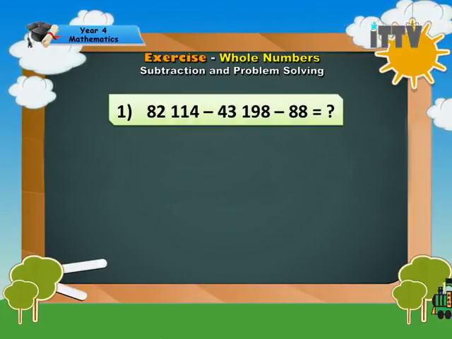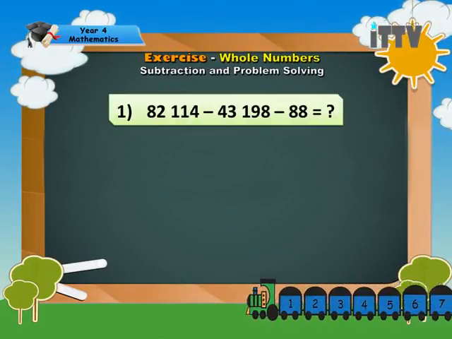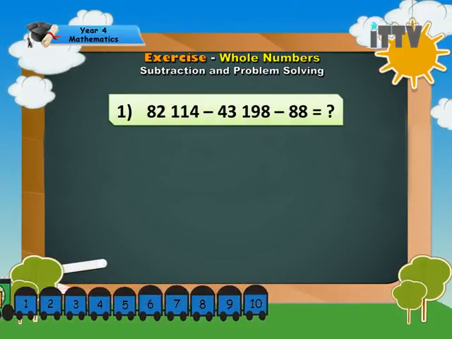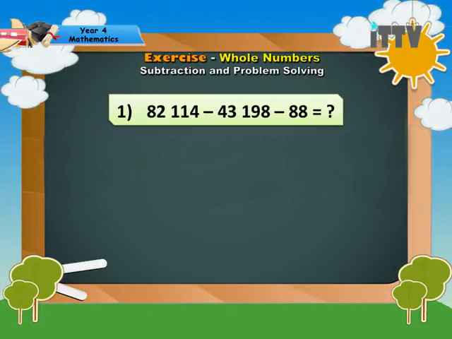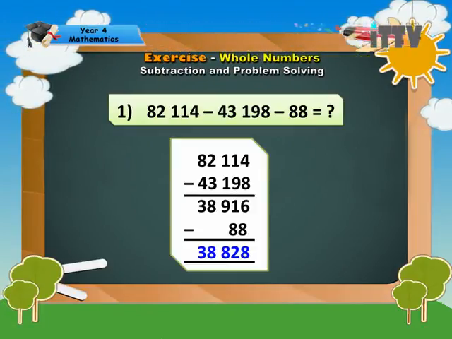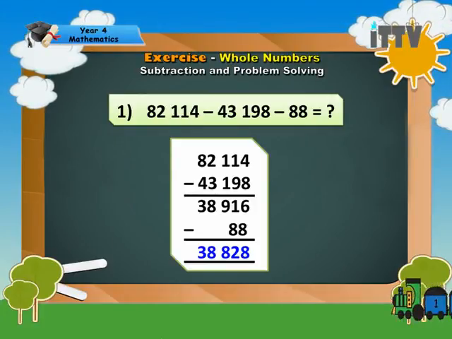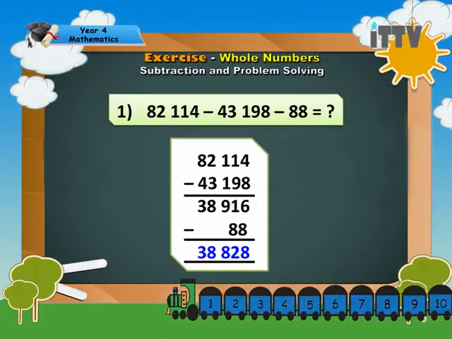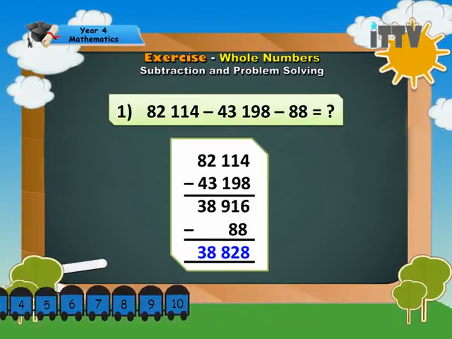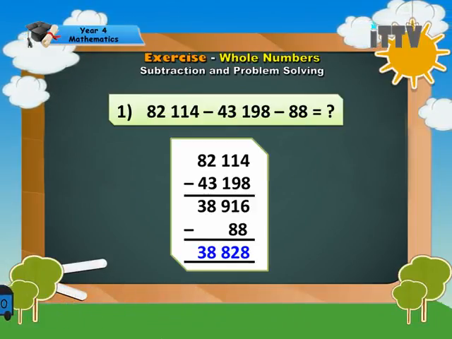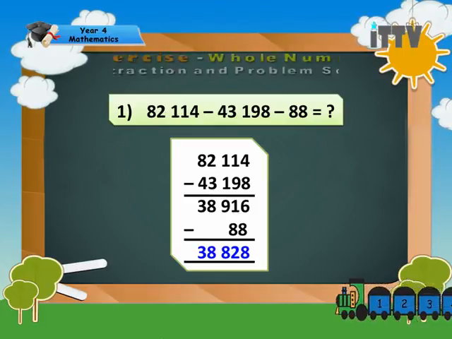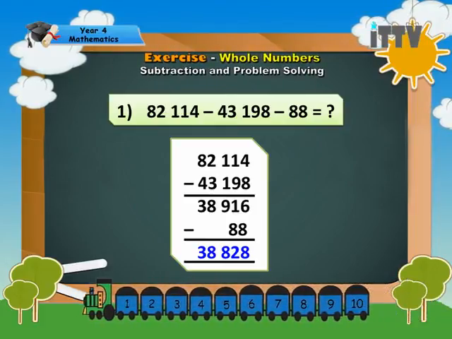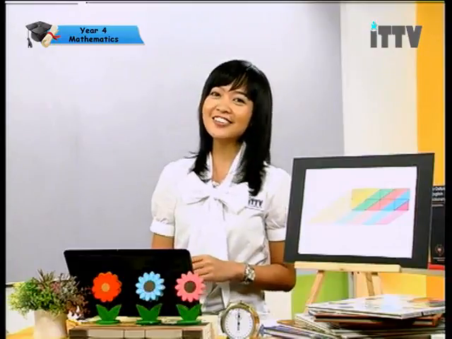82,114 minus 43,198 minus 88. Okay, so now since we have three numbers here, we will take the first two numbers first. Take 82,114 minus 43,198. That gives us 38,916, and then only we subtract 88 from it. Our answer is then 38,828. Is that your answer too?